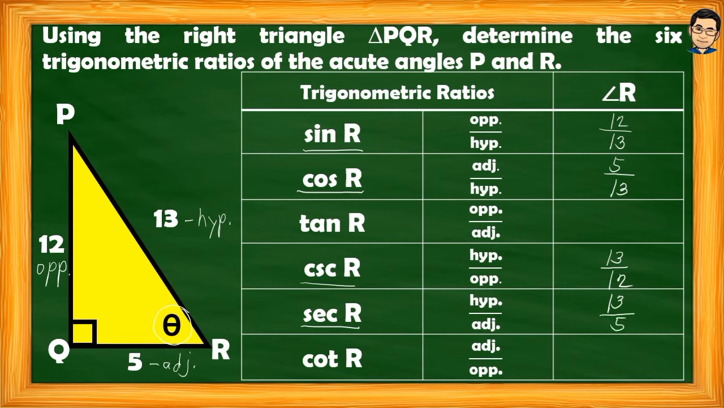Finally, tangent r, that is equivalent to opposite over adjacent. So, opposite is 12, and then adjacent is 5. So, tangent r is equal to 12 over 5. What about its reciprocal, which is cotangent r? So, 12 over 5 will become 5 over 12. So, there you go. Yun po yung trigonometric ratios using angle r, acute angle r.